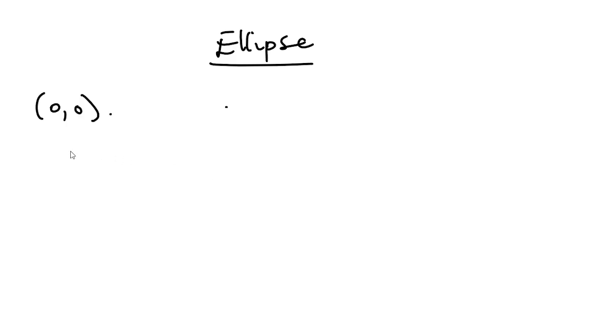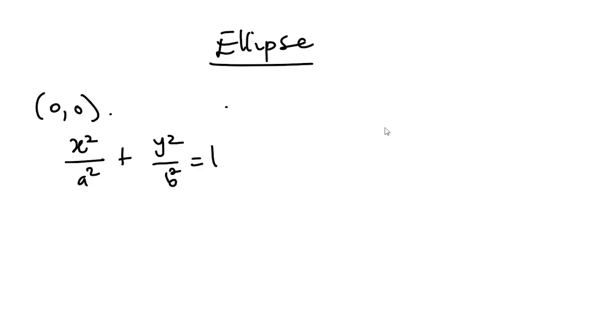Now today we are going to continue with our lesson on ellipse. In our previous video we talked about an ellipse when its center is at the origin (0, 0). When the ellipse stretches horizontally, the general equation is given by x squared over a squared plus y squared over b squared equals 1.